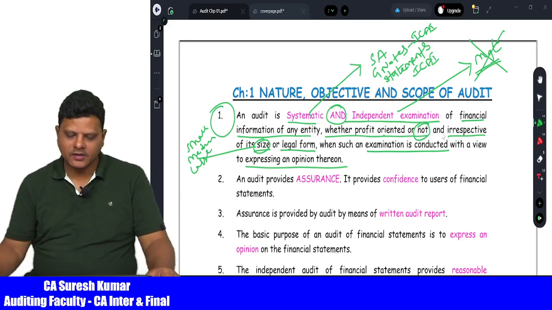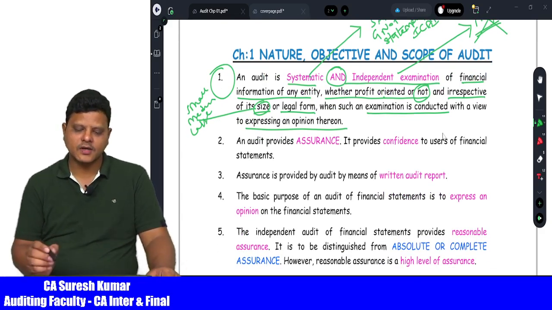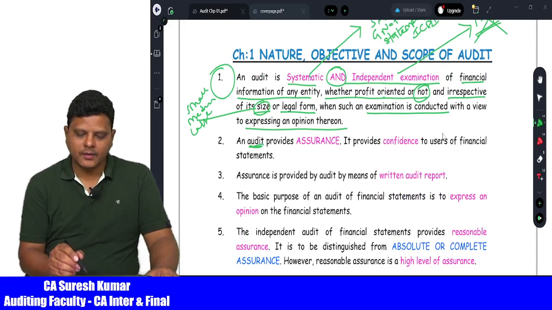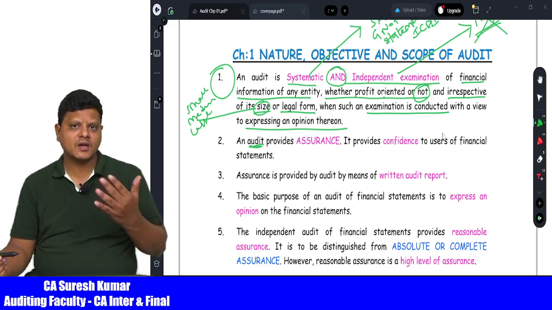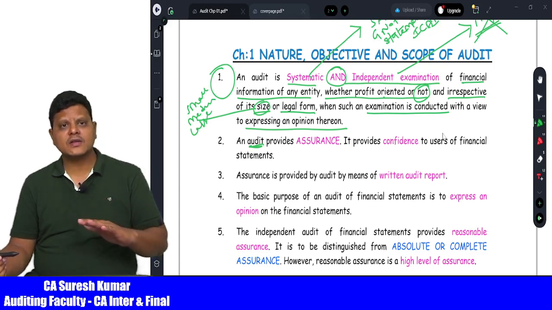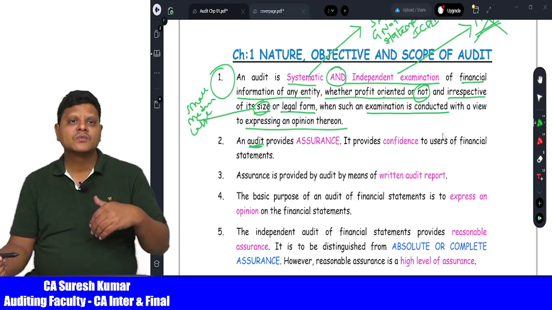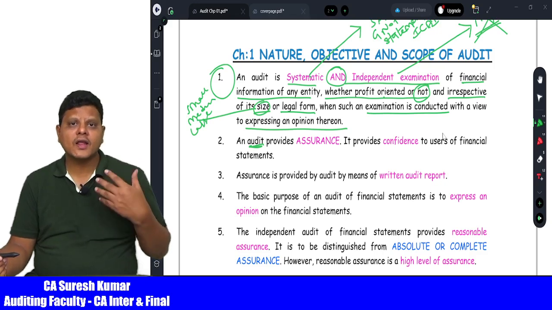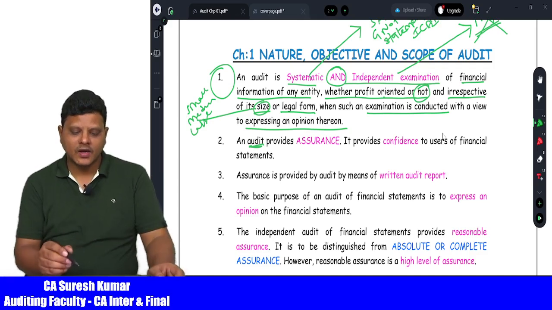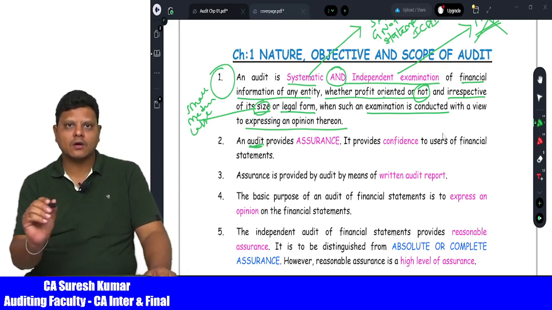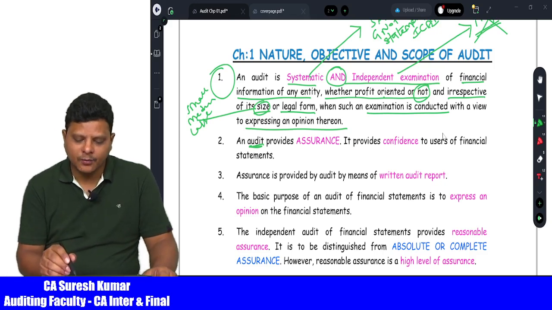Now coming to the next point for examination, an audit. What is the meaning of audit? A systematic and independent examination of the financial information of an entity, whether profit oriented or non-profit oriented, irrespective of its size and legal form. With an intention to express an opinion on financial statements, once you complete the audit, an audit provides an assurance.